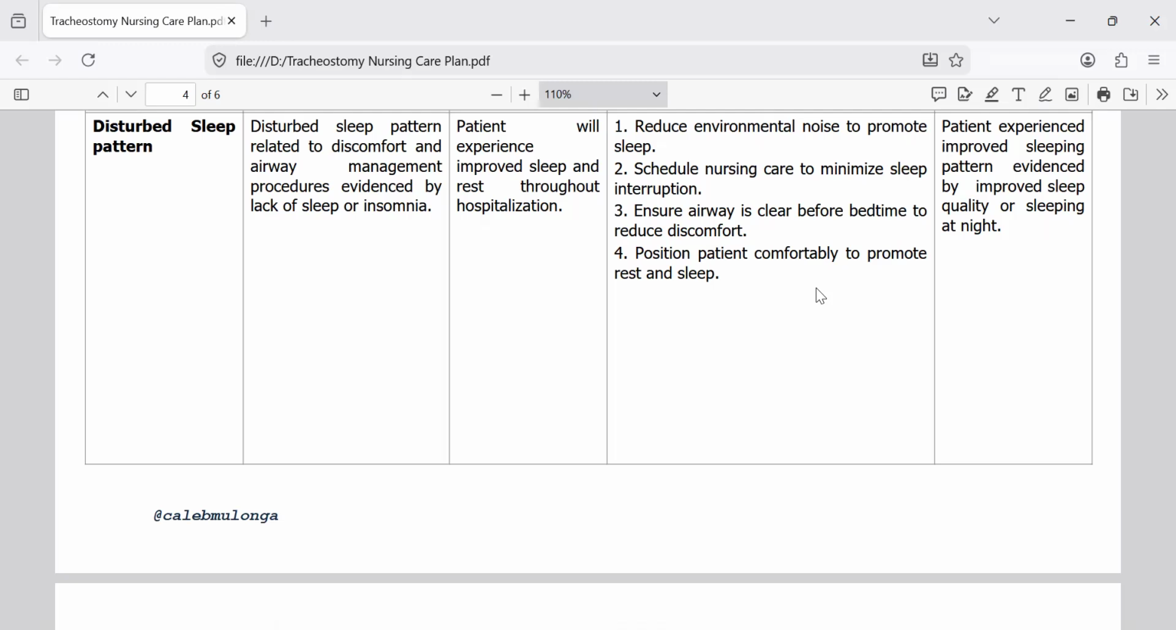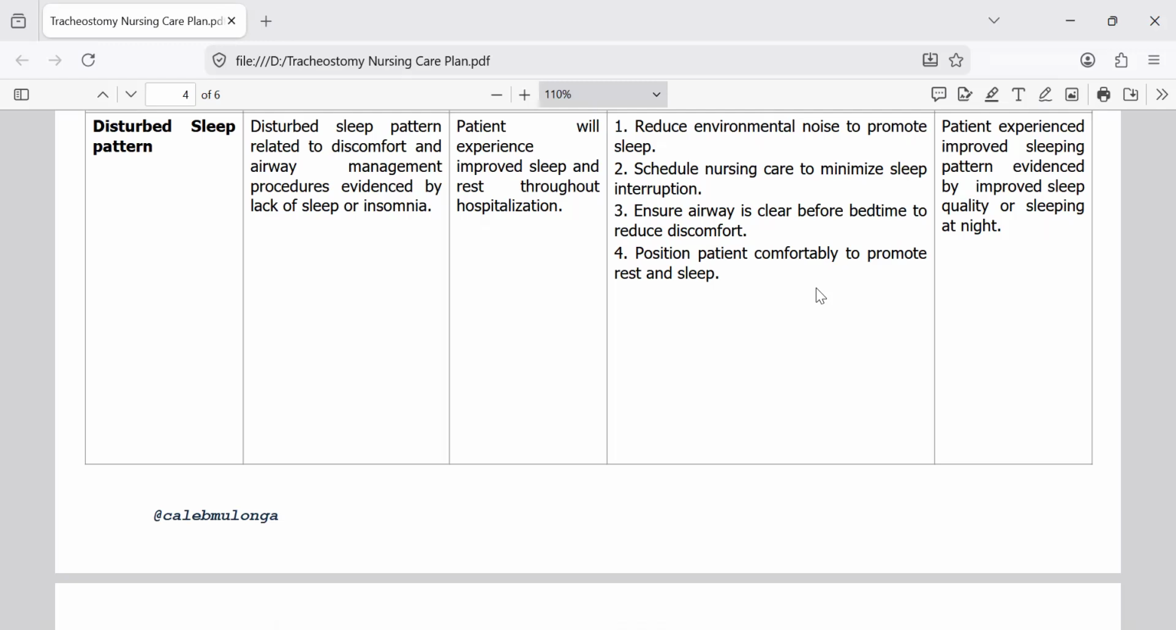One area which will be massively disturbed with discomfort is sleep. The patient will have insomnia because every time they try to sleep, they will feel some discomfort or some irritation in the throat. Therefore, we have a problem we call disturbed sleep pattern. Refrain from using the word insomnia. Do not use the word insomnia. Rather, use disturbed sleep pattern.